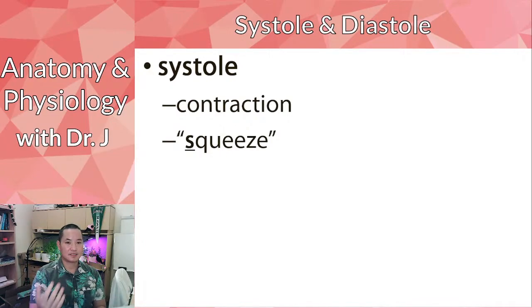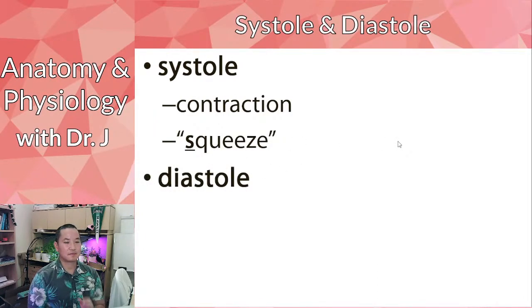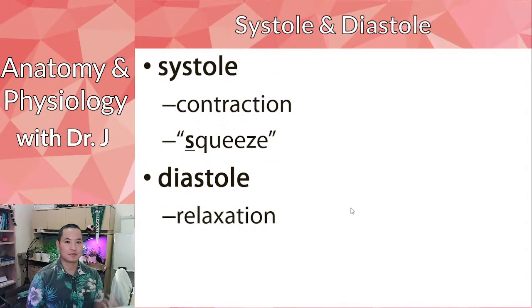Depending on the chamber and the side of the heart, that's where it squeezes blood, which is why you need to know your chambers. Now, diastole is the exact opposite. Just like with your muscles, unless you're having wicked cramps or tetanus, you also have to relax your muscles. Same with the heart. The heart not only has to squeeze and contract, but it also has to relax and dilate. So diastole is when it dilates or relaxes.